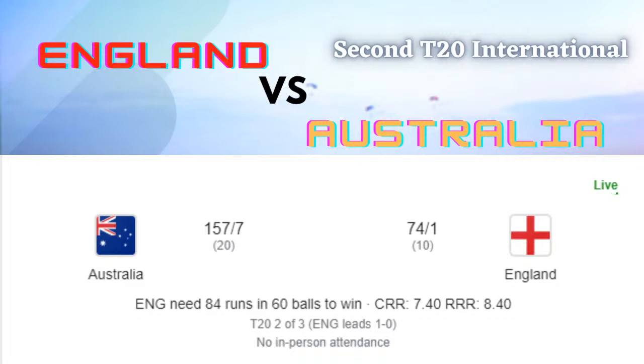So Kane Richardson is back into the attack. He will bowl the 11th over. He just bowled 1 over for 7 runs. Mitchell Starc bowled 3 overs. Cummins bowled 2. Maxwell 2. And Zampa 2 overs. So he will be bowling his second over.